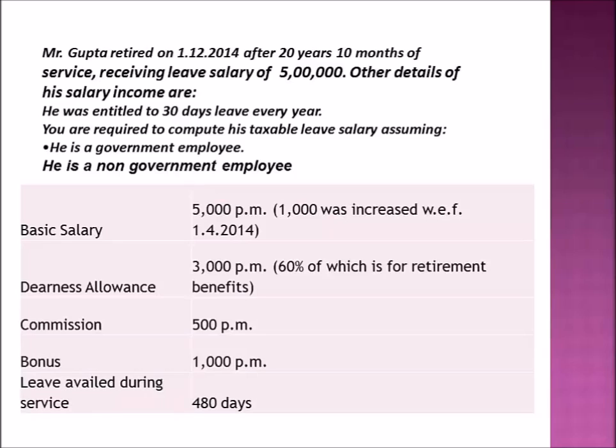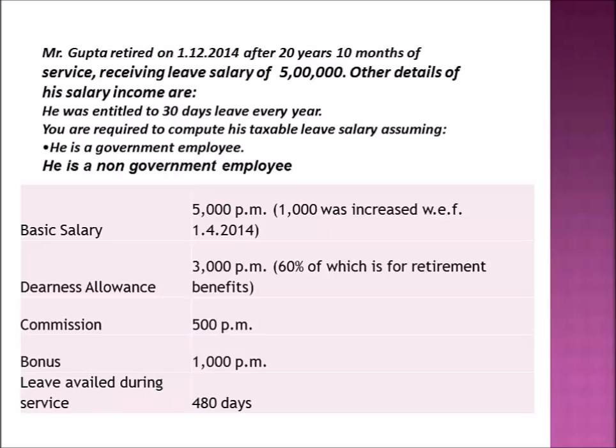Commission 500 per month. Now we have to just pay attention to this part, that salary includes basic plus DA plus commission, which was based on the total turnover achieved by the employee. Only that commission is included in the salary, the commission which is based on a percentage of the turnover achieved by the employee. But here it is given as fixed, therefore it will not be included in the definition of salary for computation of exemption of leave encashment.